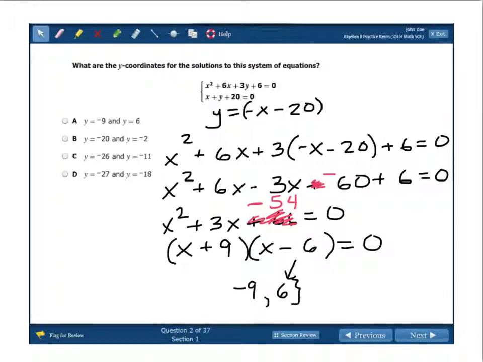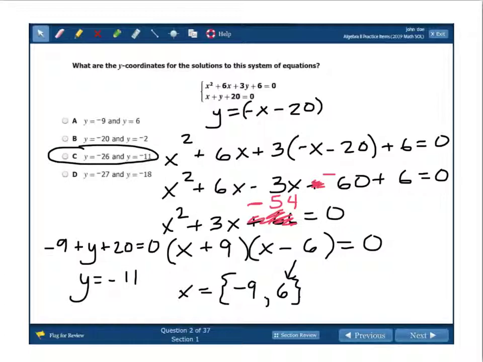So those are my 2 solutions for x. I'm going to plug both of those into the linear equation, remember, and find a value for y. So y equals negative 11. And we know our answer is C already, but we'll do the other one anyway. 6 plus y plus 20 equals 0. So negative 26. Yep, that's it. Not too bad. It almost always turns into a quadratic, guys.